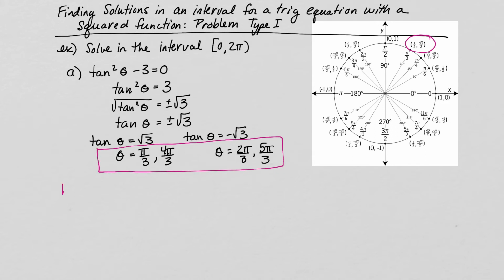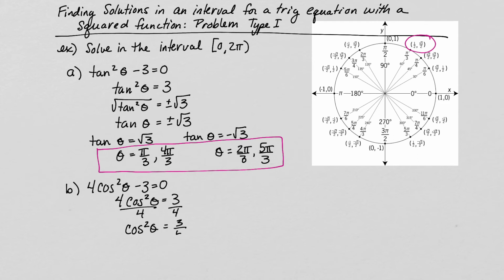So we'll do another one here. Oops, let me go back to my black. So 4 cosine squared theta minus 3 equals 0. So again, I can isolate the cosine. So we're going to add 3 to both sides. So I end up with 4 cosine squared theta equals 3. Divide both sides by 4. So cosine squared theta equals 3 over 4.